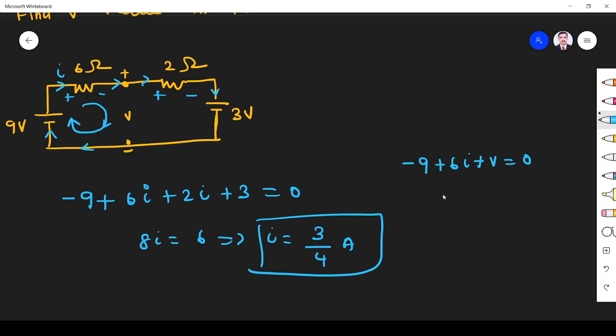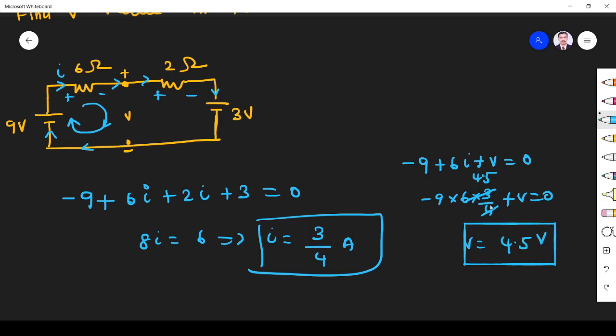So now what will happen? This indicates minus 9, I is 3 by 4, 6 into 3 by 4, plus V is equal to 0. 18 by 4 is 4.5, right? So V is equal to 4.5 volt. Sorry, this is plus. So 9 minus 4.5 is 4.5. So V is equal to plus 4.5. So the answer is 4.5 volt.